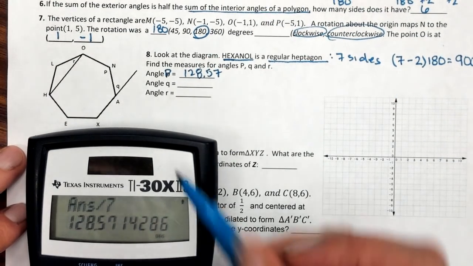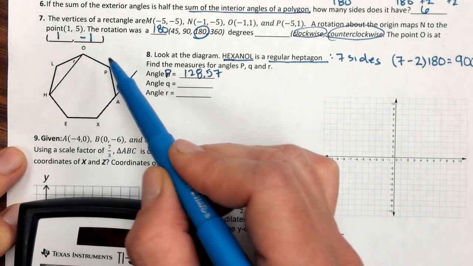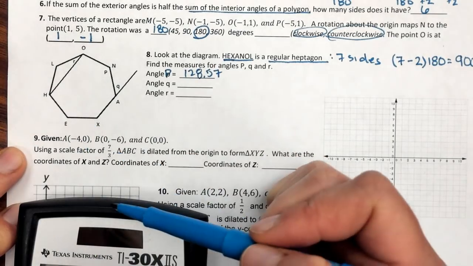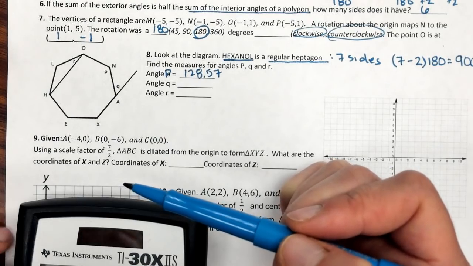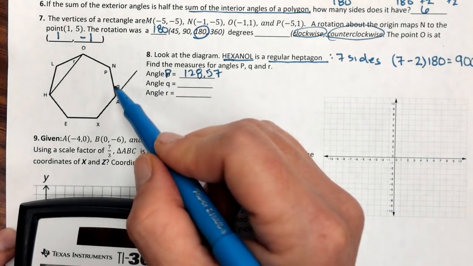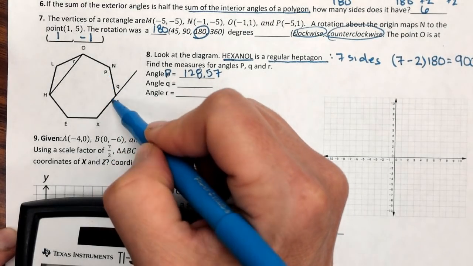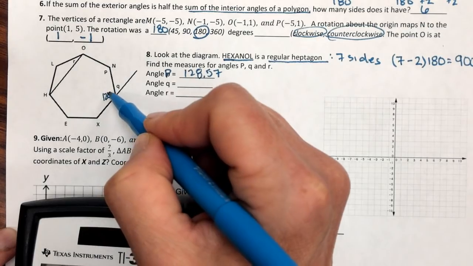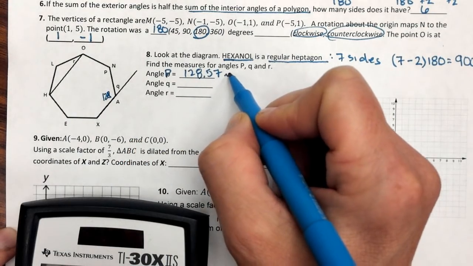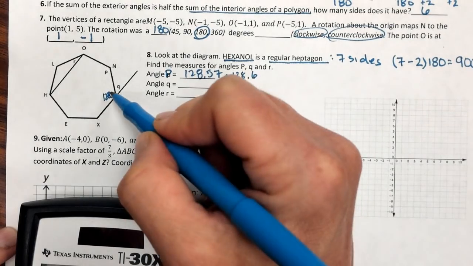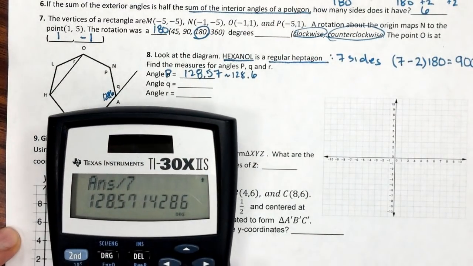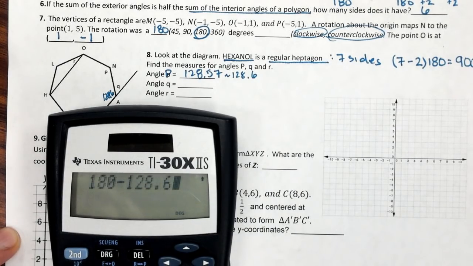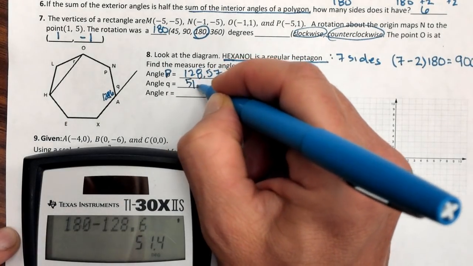Okay, so that means each one of our internal angles, this one, this one, this one, this one, this one, this one, this one, they are all exactly the same, and they are all 128.57. Good there. So now we need to know Q. Well, if we know that P is 128.57, this one would also be 128.57. It didn't say what to round to. Let's say 128.6. So 128.6 here, that means its supplement would be 180 minus 128.6. So that's 51.4.